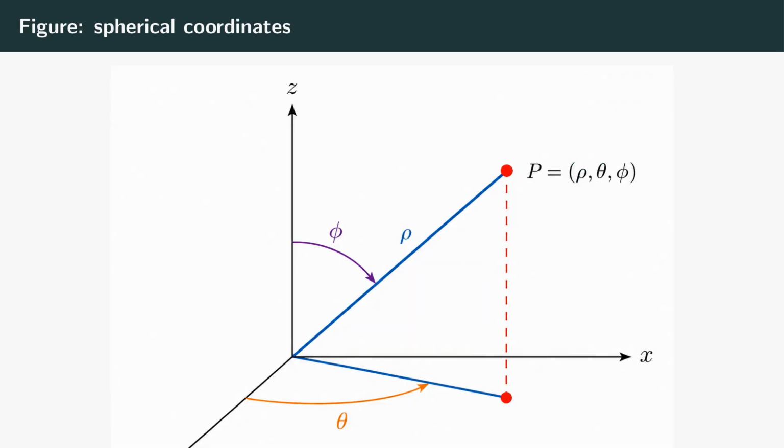Here's the spherical picture. The blue line from the origin straight out to the point P has length rho. The orange arc in the xy plane is the azimuthal angle theta, swept from the positive x-axis to the projection of P onto the plane, exactly the same angle as in cylindrical coordinates. The purple arc in the vertical plane containing the origin and P is the polar angle phi, measured down from the positive z-axis to the ray OP. At phi equals 0, you're at the North Pole, phi equals pi over 2 puts you in the xy plane, phi equals pi is the South Pole.